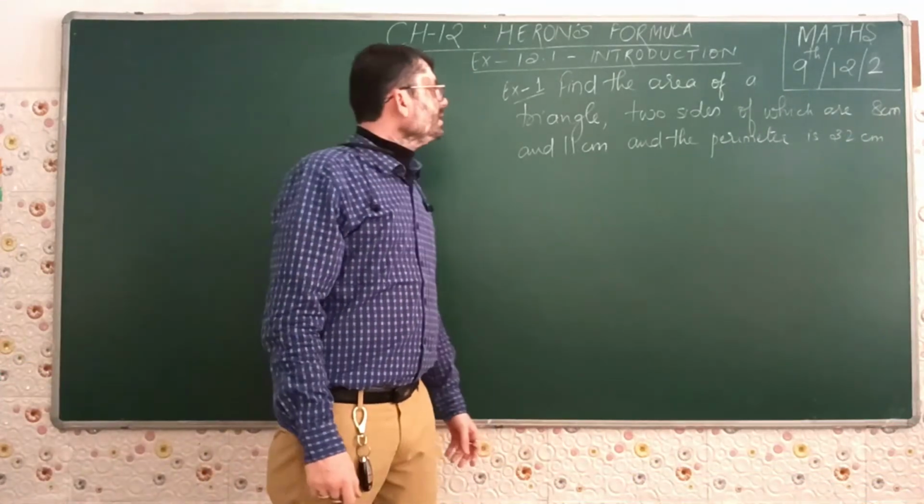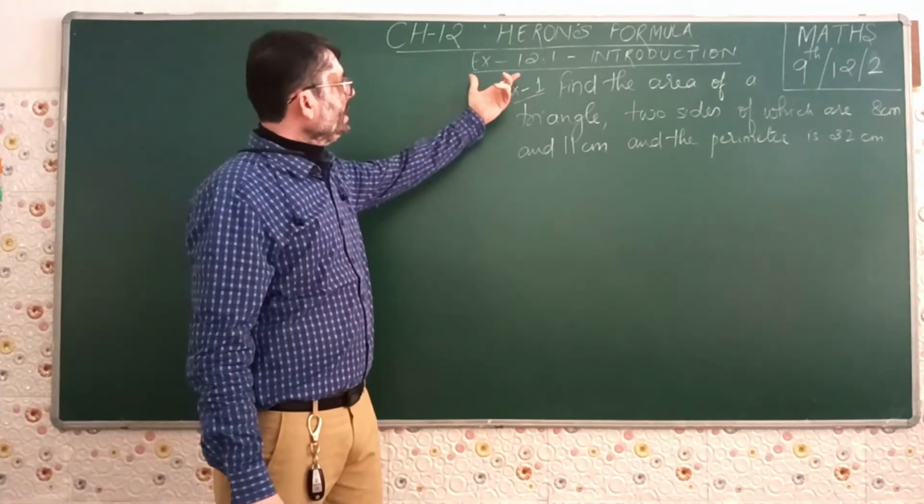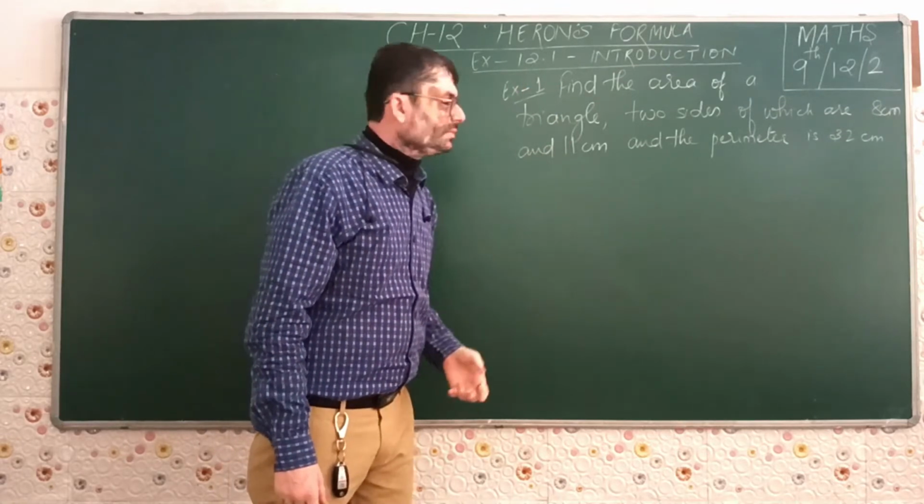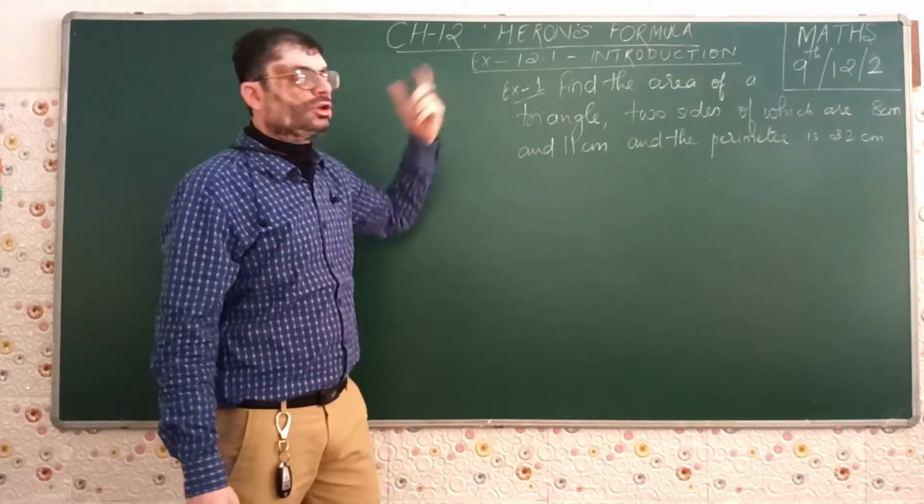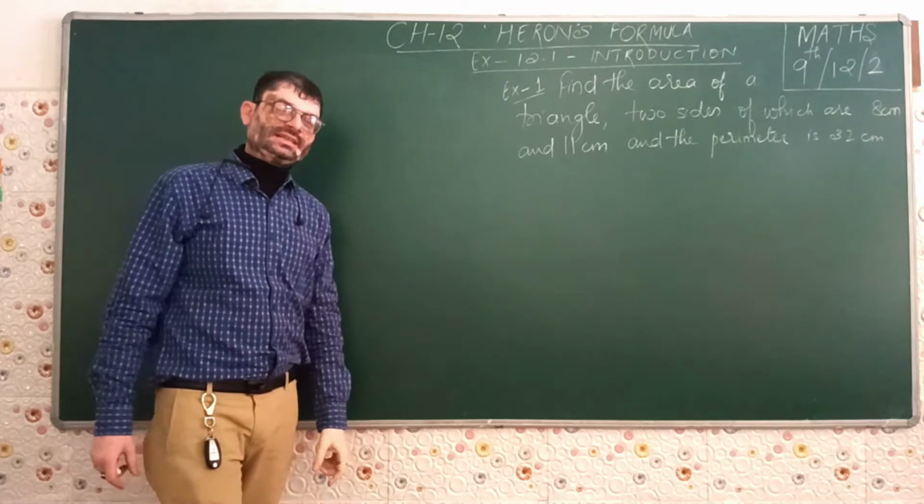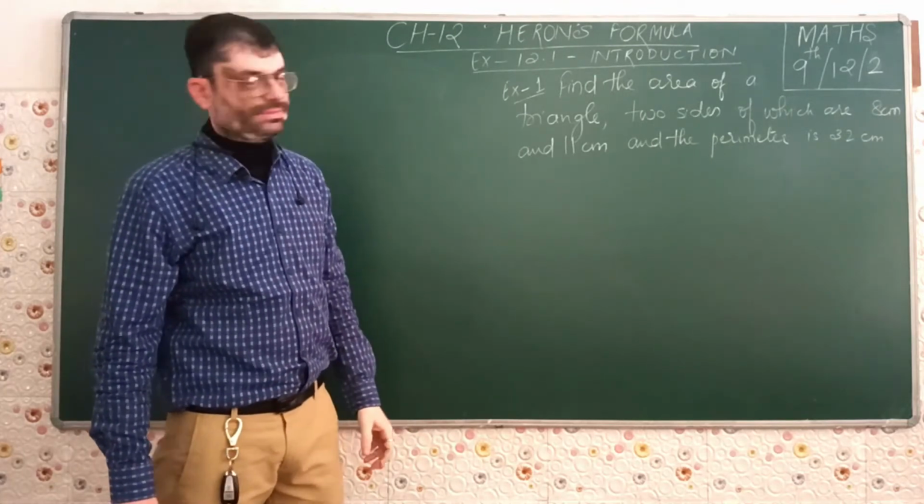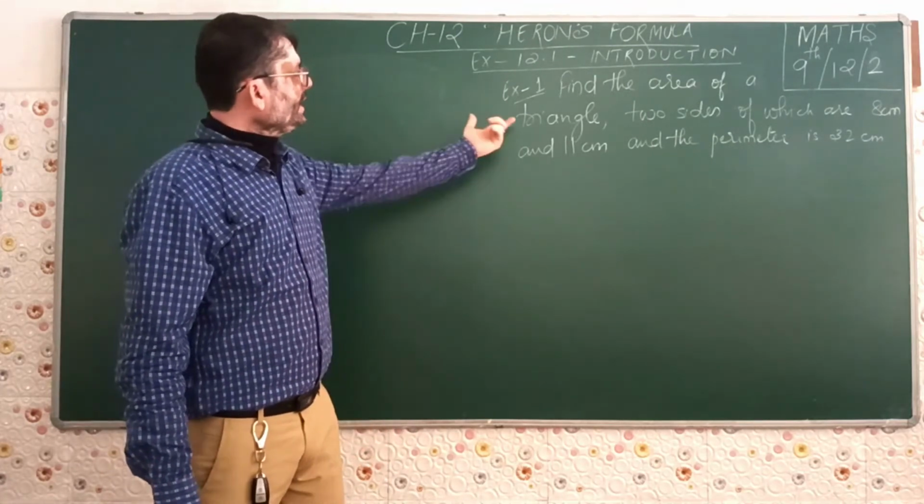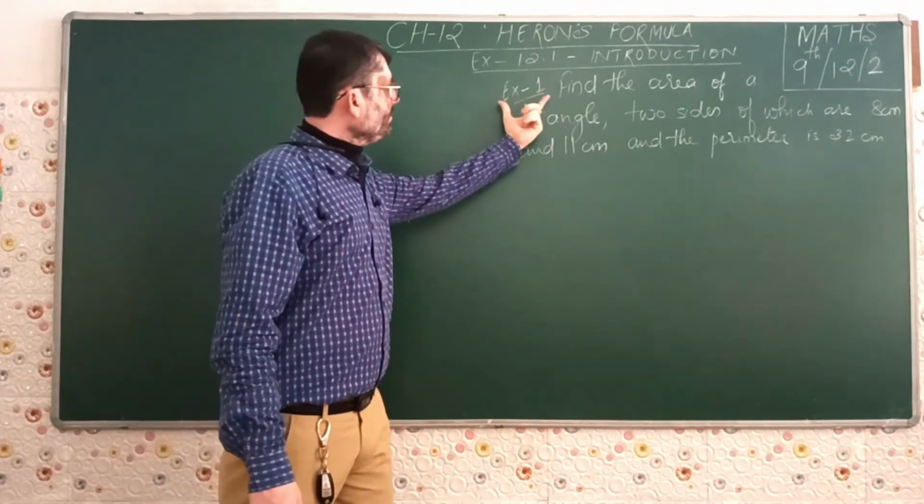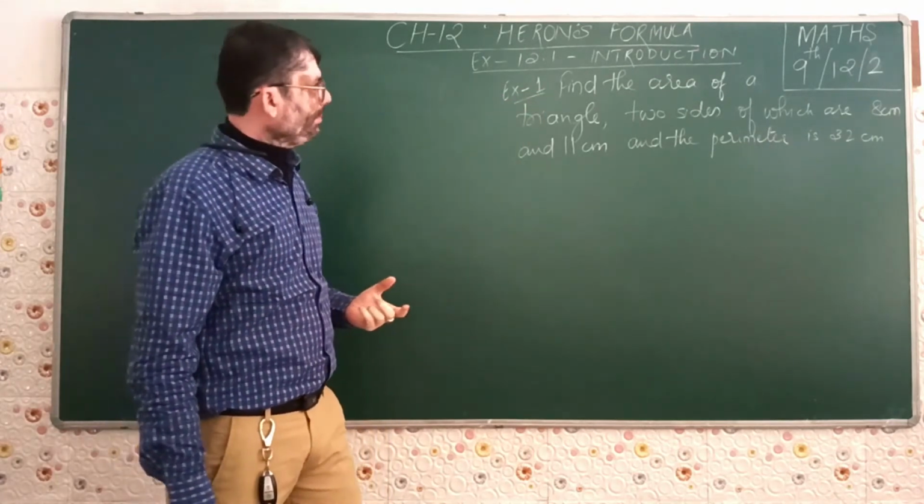In this session, we will be continuing with exercise 12.1, introduction of chapter 12, HERON's formula, from your NCERT textbook, class 9 mathematics. Continuing, let us move on to the first example, example number 1.